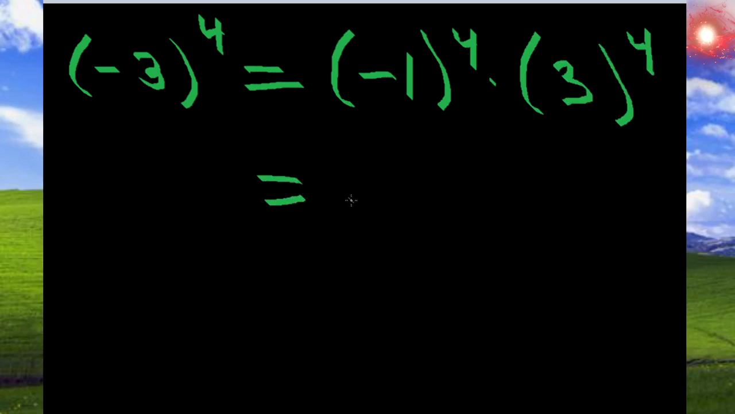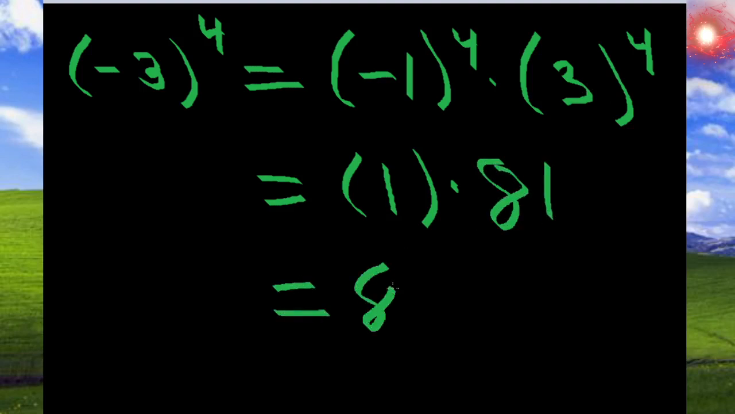We know -1 to an even power is just 1. We know 3 to the power of 4 is 3 times 3, 9, times 3, 27, times 3, 81. Or you can say 3 times 3 is 9, 9 squared is 81. So 1 times 81, so the answer is 81.